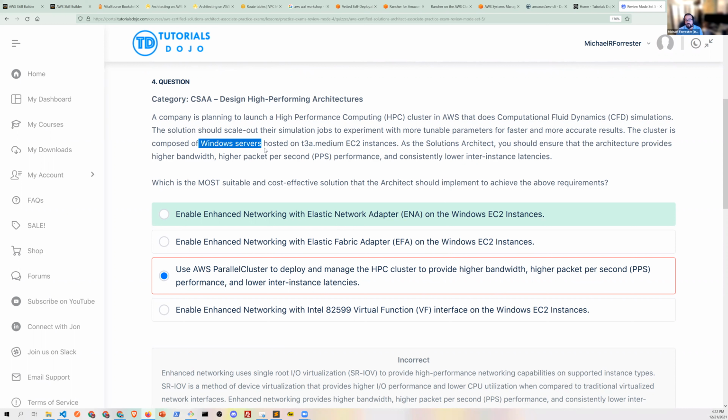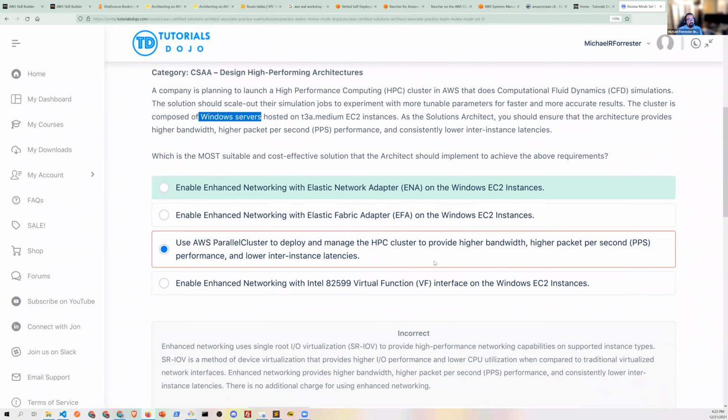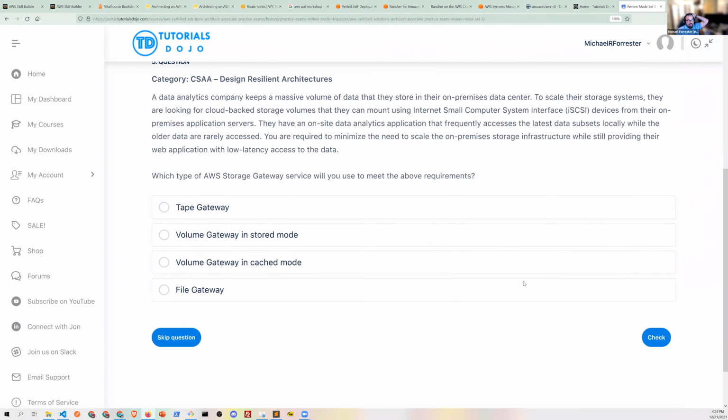So there are going to be questions like this where it's going to be really hard to answer. So don't expect that you're going to know every single nickel and dime piece, because unless you're doing high performance computing and you're working with ENAs and EFAs, you won't know the answer to this. Okay. All right, next.